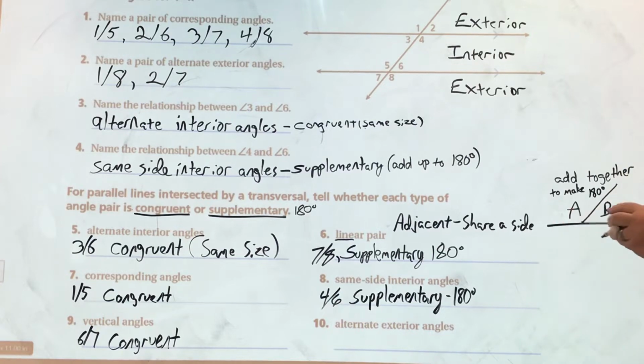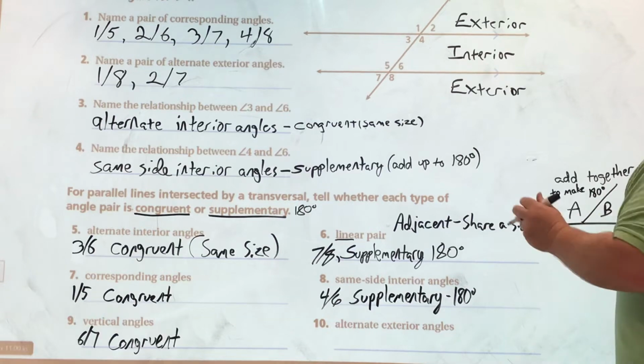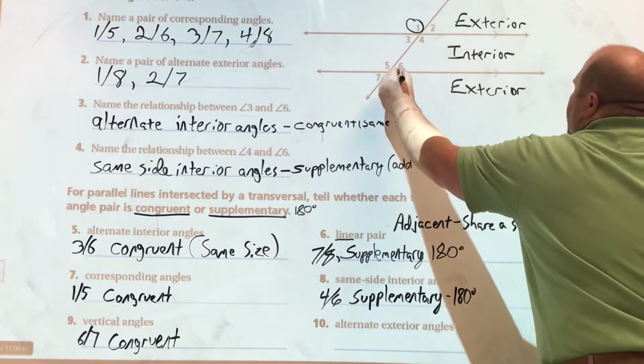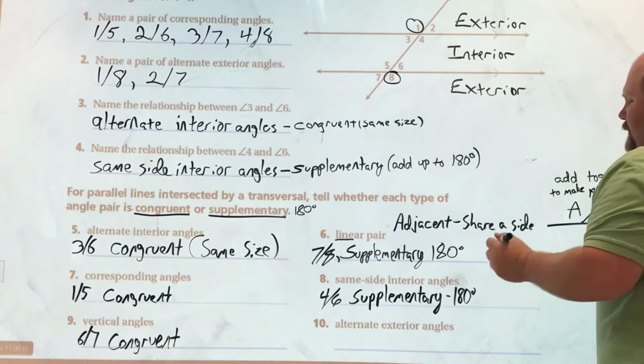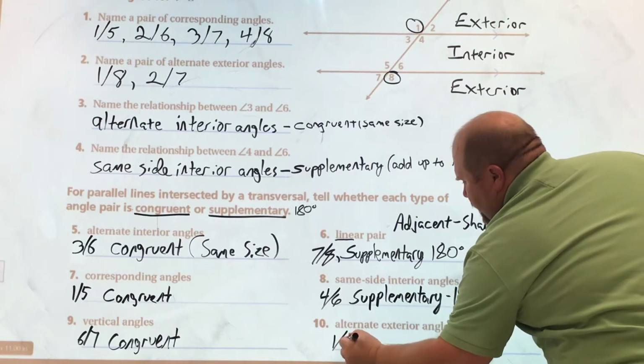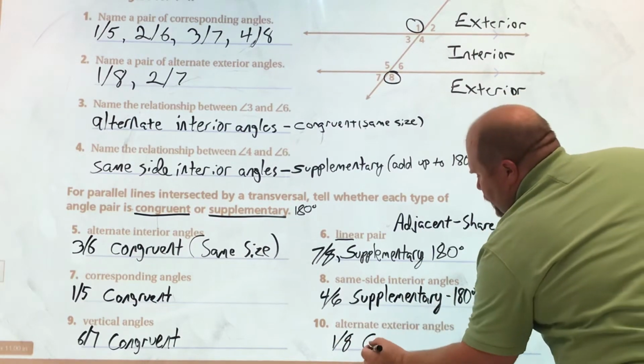Number 10, alternate exterior angles. Alternate exterior. That would be like angle 1 and angle 8. Those are alternate exterior. So 1 and 8 can be my examples, and they are congruent. They are the same.